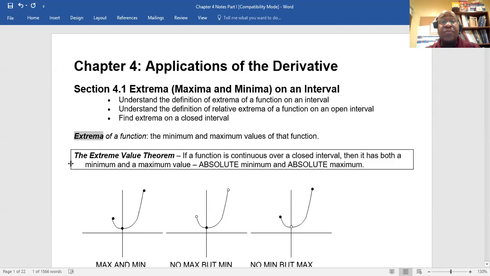Now, as it refers to intervals, we have what's called the extreme value theorem, and it simply states that if a function is continuous over a closed interval, then it has both a minimum and a maximum value. That is to say, there's an absolute minimum value and an absolute maximum value. So there's guaranteed to be a lowest value and a highest value.